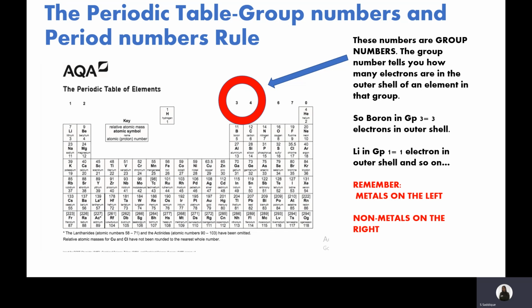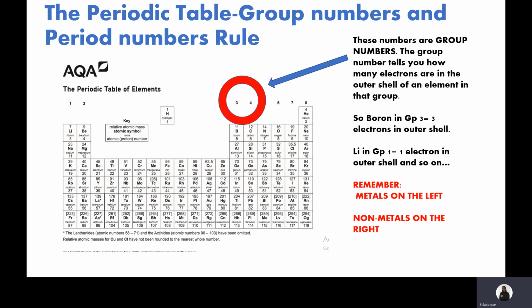The numbers at the top of the column are known as group numbers. I've just highlighted those. Group numbers tell you the amount of outer electrons an element in that group will have. So for example, boron, which is in group 3, will have 3 electrons in its outer shell. Lithium in group 1 will have 1 electron in its outer shell, and so on. So if you can identify where an element is within the periodic table and what group it's in, that's a general rule that's usually useful to remember.